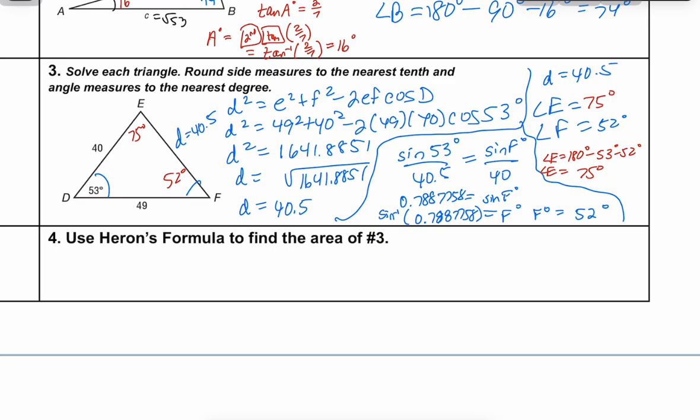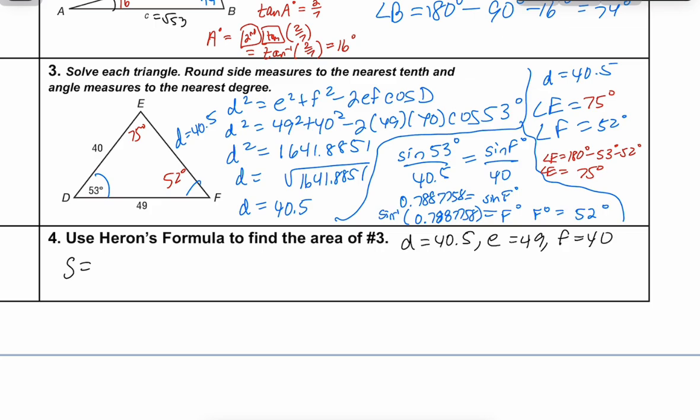Okay, the last thing on the quiz tomorrow is Heron's formula. So let's talk about Heron's formula. I have given it to you at the top of the page, and that will be true on the quiz tomorrow. You don't need to have it memorized. We just need to know how to use it. The first step on Heron's formula is to find the half perimeter, which they've labeled S. Now, remember, side D was 40.5, side E was 49, side F was 40. So those are the A, B, and C, the sides we're going to use.